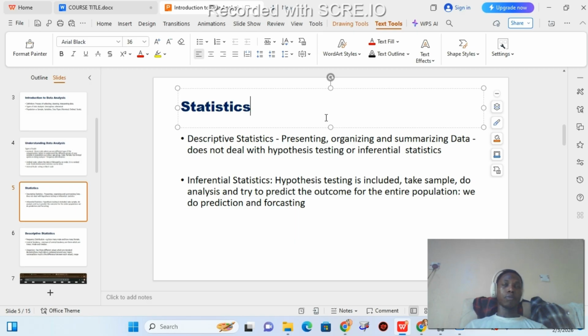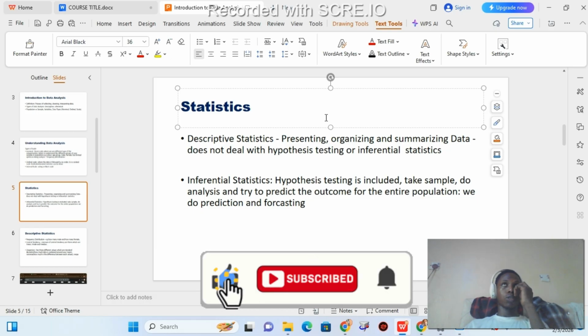For example, let's say I say something like, people between the age of 25 and above in Bayelsa are graduates. Now, that is a hypothesis. It is a statement that has not been tested. Of course, to test that kind of statement, we have to do a research.